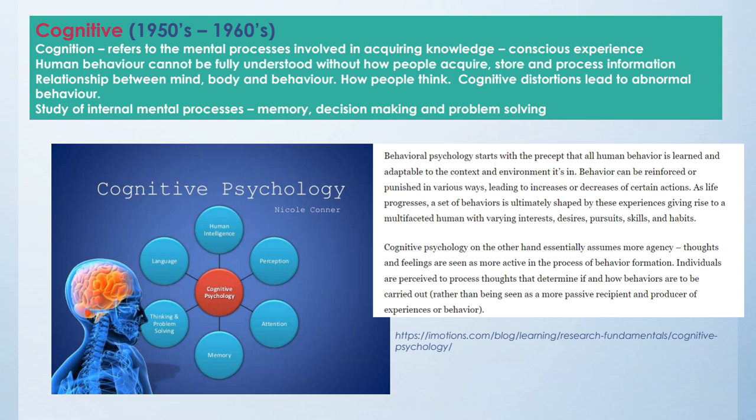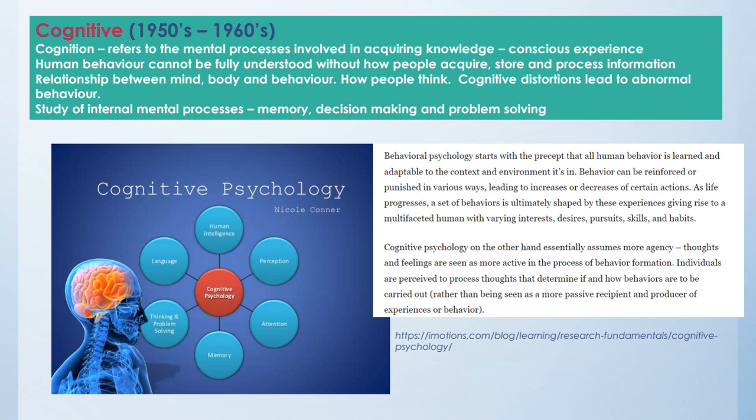And just the final paragraph of that little box, and I will put up these slides for you to refer to. So we had the behaviorists start with the precept that all human behavior is learned and adaptable to context and environment. The behavior can be punished and reinforced. Cognitive psychology, on the other hand, essentially assumes more agency. Thoughts and feelings are seen as more active in the process of behavior formation. So very much focus on thoughts and feelings. Individuals are perceived to process thoughts that determine if and how behaviors are to be carried out. Very much so. Cognitive thinking is applicable to today's life.